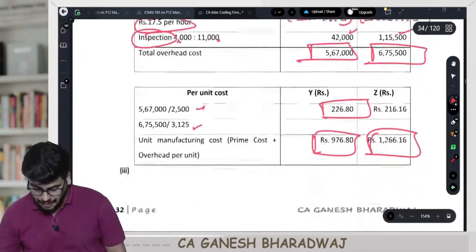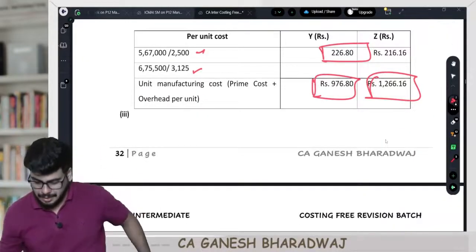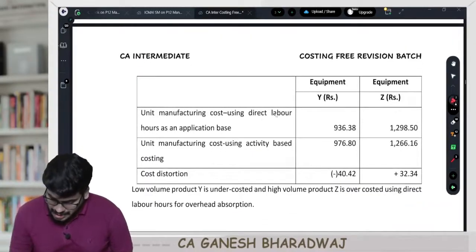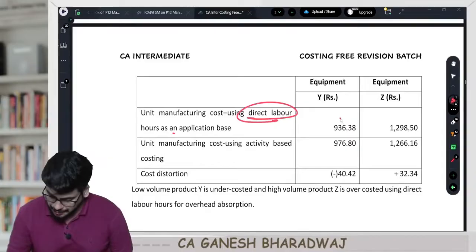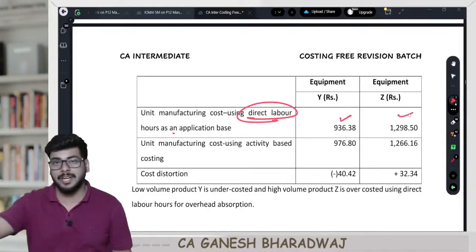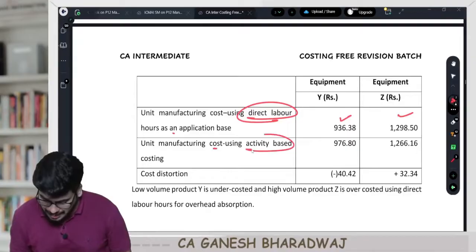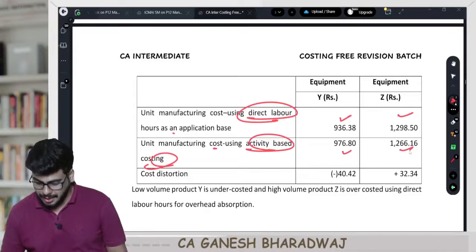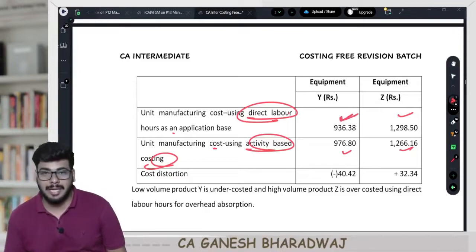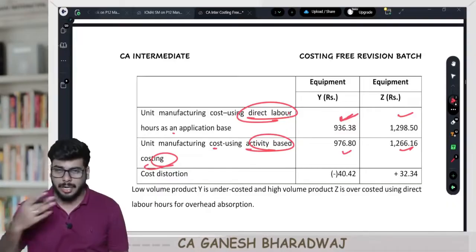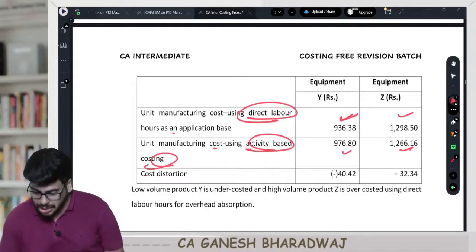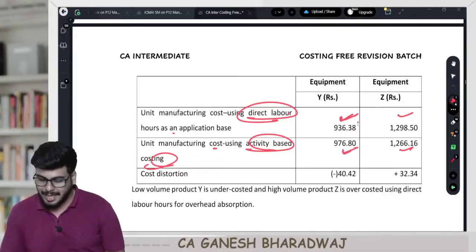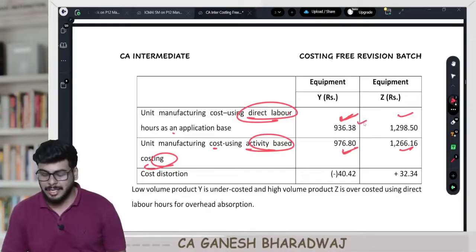Whereas if I follow the correct ABC system, the per unit cost is changing, correct? If I am following the traditional costing system, this will be the respective cost per unit. If I am following the ABC system, this will be the respective cost per unit. Ideally speaking, ABC is correct, but currently the company is following direct labor hour as the basis of apportioning indirect cost. So ideally every unit should have been costed at 976.8, but they are wrongly costing it at just 936.38.